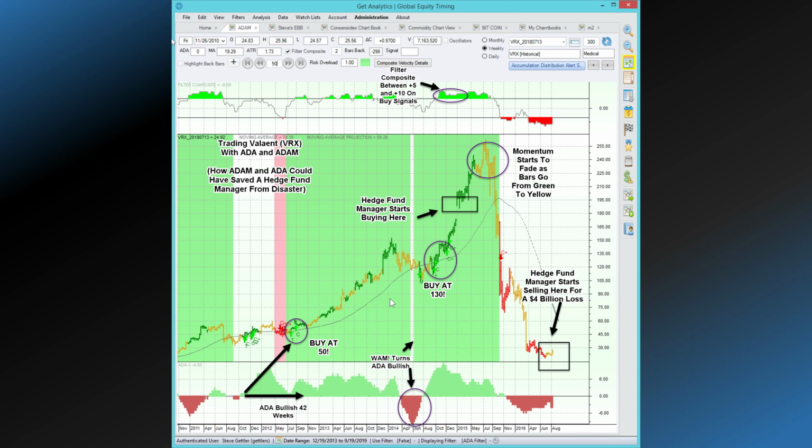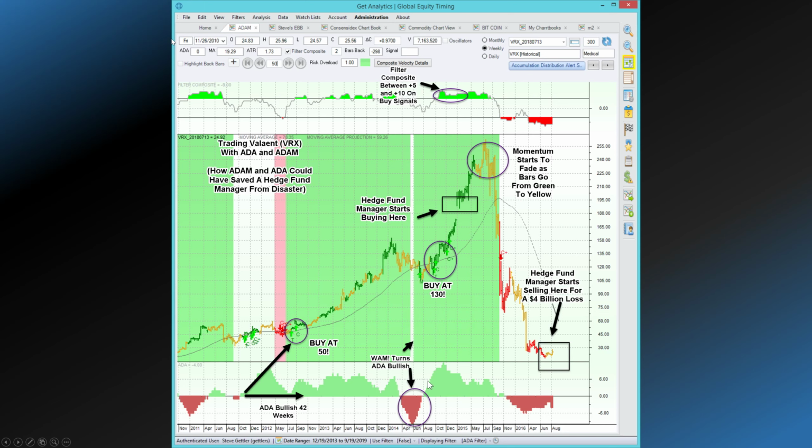Okay, so what we have here is a stock called Valeant, which was a pharmaceutical stock. It's now no longer listed, but it was a huge winner, and it turned out to be a huge loser as well. Let's set the stage here besides what the stock is. We're looking at weekly bars. We have a composite filter shown in the upper portion of the screen, and below we have our trusty ADA accumulation distribution alert system.